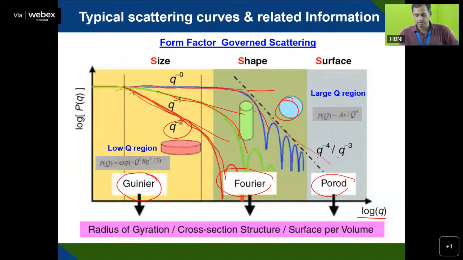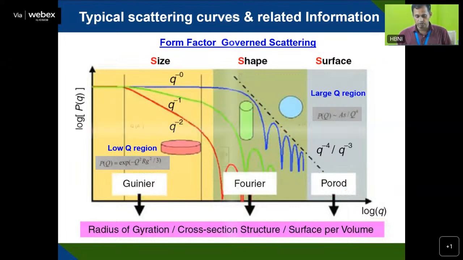Here you can see a large q region. This gives the surface information, that is, the radius of gyration, cross-section structure, and surface per volume. All this information you can find out from small angle X-ray scattering simply by fitting the log of P(q) to log of q curve with q to the power minus 0, minus 1, minus 2 or minus 3. You are able to see all that information.